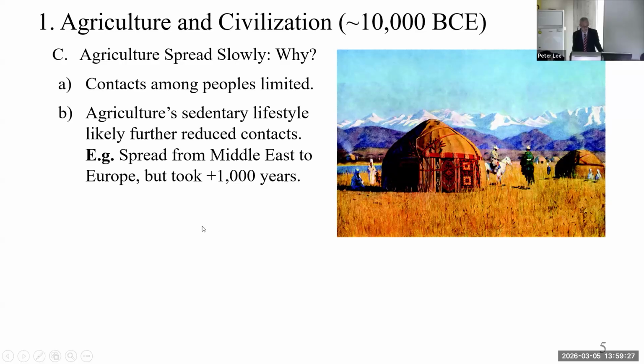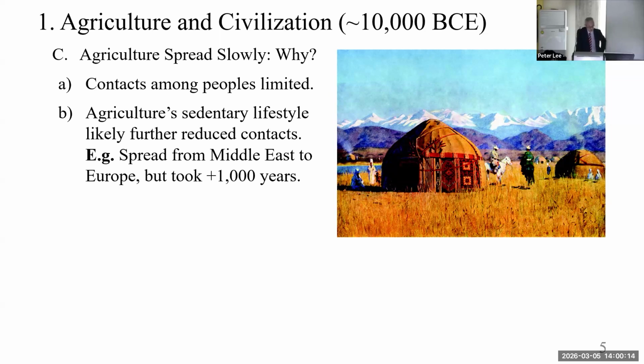Agriculture's sedentary lifestyle. Sedentary means you don't move, you stay put in one place, the total opposite of hunter-gatherer lifestyle. Hunter-gatherers, you move, you lead a nomadic life. You follow the animals. If the animals move away, you follow the animals. And gathering as well, because you don't plant seeds, right? You gather up all the fruits and vegetables of a place, you deplete the resources, and then you move on to a new place, right? So the sedentary lifestyle likely further reduced contact because people, once they settled, weren't moving anymore. So they weren't coming into contact with other people.